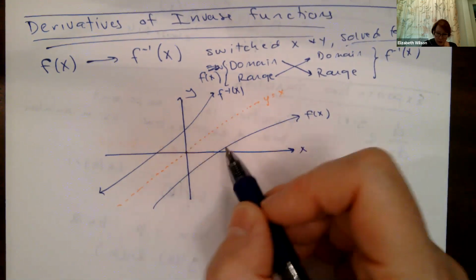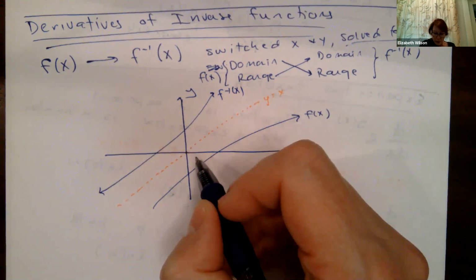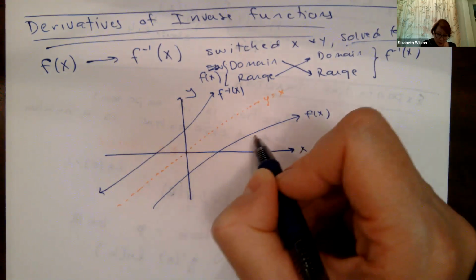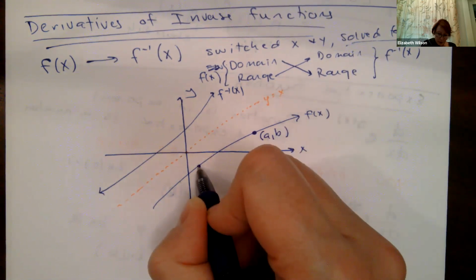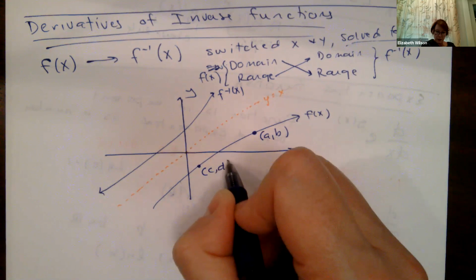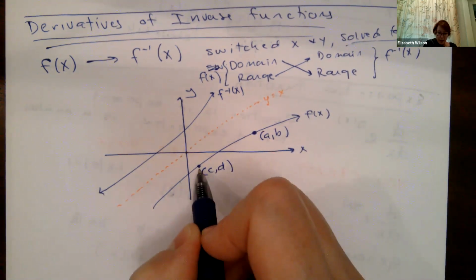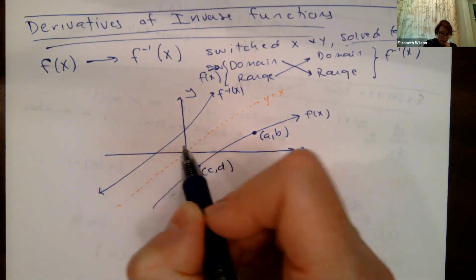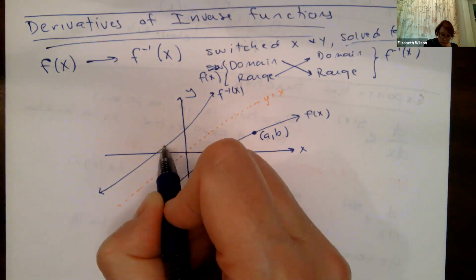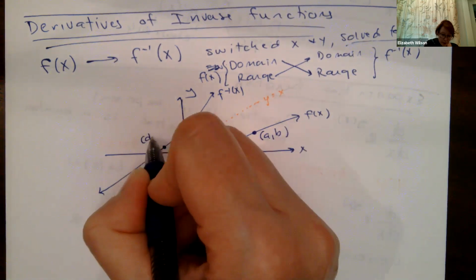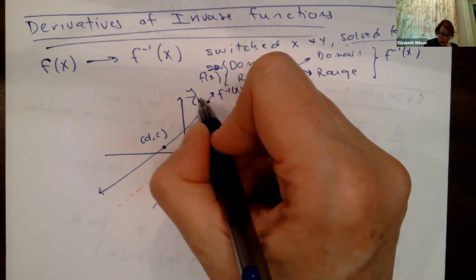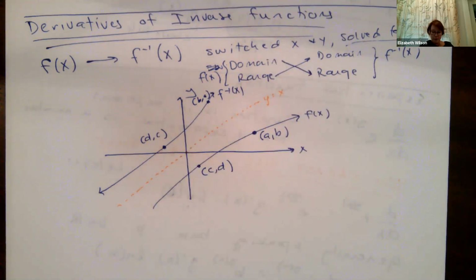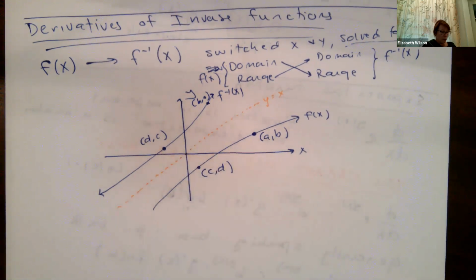Now, ultimately, remember, we're doing calculus, so I'm going to start thinking about a secant line. So I've got a point (a, b), and I have a point (c, d). Now I'm switching my x and y, so there's a corresponding point here, this is (d, c). And there's a corresponding point here that's (b, a). So keep that in mind, right?